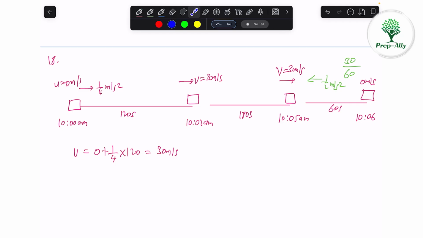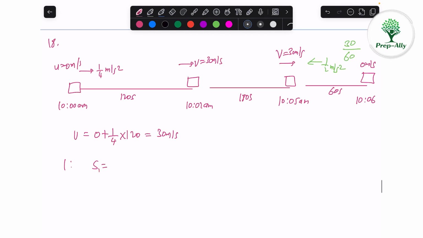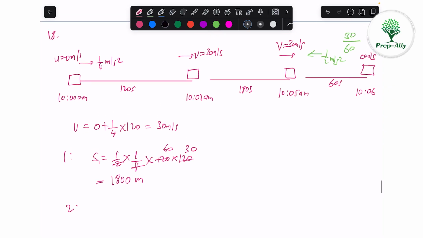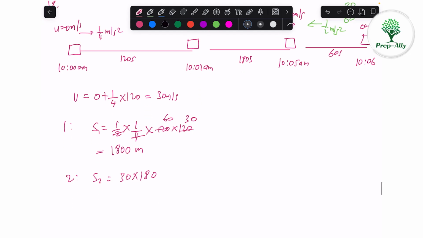So, can we calculate this distance first for the first part? S is equal to ut plus half at square and u is 0, so it's half into a t square. Acceleration is 1 by 4 and time is 120 into 120. So this is 30 and this is 60, so it is 1800 meters. Now, for the second part, it is moving with 30 meter per second for 180 seconds. So it is 5400 meters.